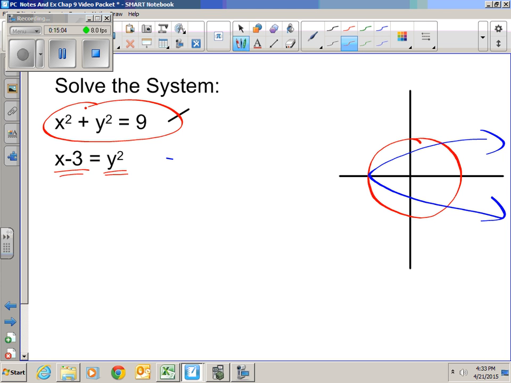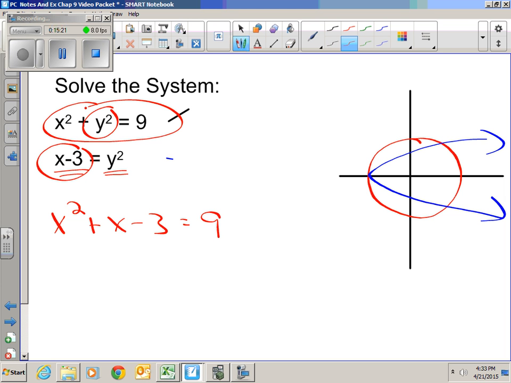Y squared is equal to x minus 3. So I'm going to take this x minus 3 and plug it in right here. So I'm going to have x squared plus x minus 3, which was y squared, equal 9.